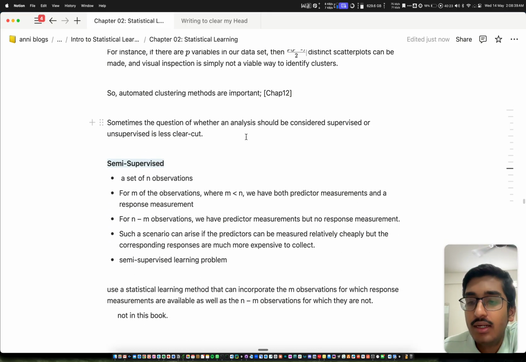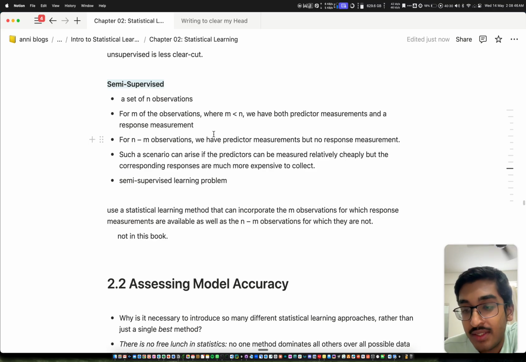Okay. Now there are other times where our analysis is not so clear cut, whether it's supervised or unsupervised. It could be semi-supervised, where let's say you have n observations, and m of them are labeled, right? But the other n minus m observations do not have a response measurement, they don't have a label. So this is a semi-supervised method, and it's generally seen when it's hard to collect the response variable. It's easy to collect the data, like the features for a particular thing, but it's hard to collect the response variable, the variable that will supervise the input variables.